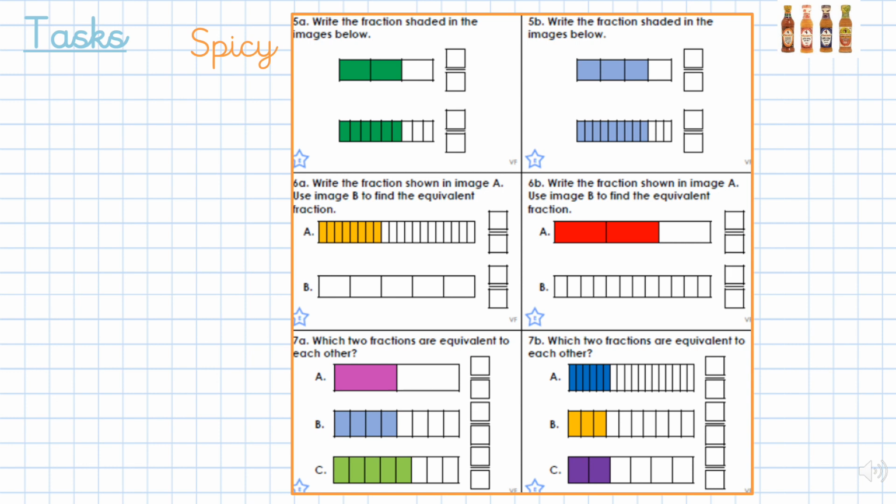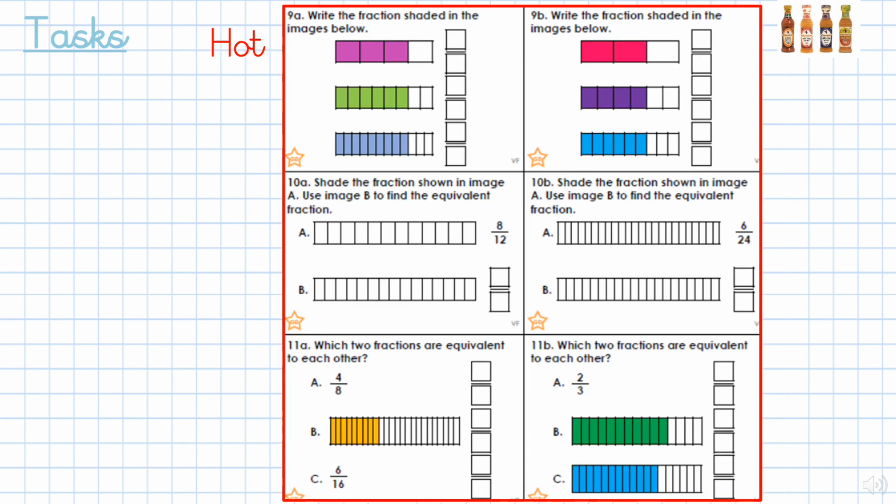Here are the spicy questions for today. Remember, don't worry if you can't print out the sheets. You can just draw the answers in your workbook. Here are the hot questions for today. Remember, don't worry if you can't print out the sheet. You can just draw the answers in your book.